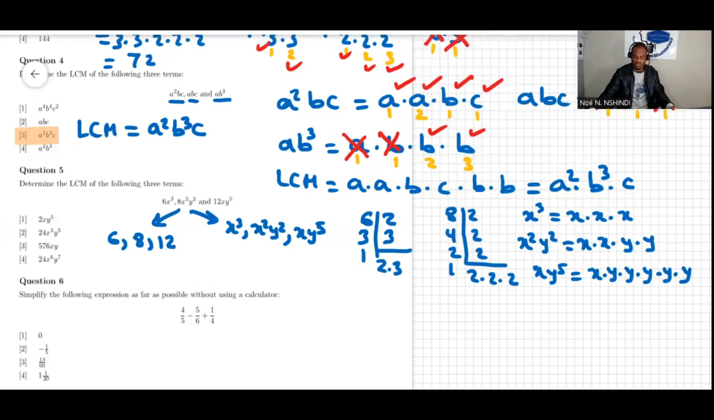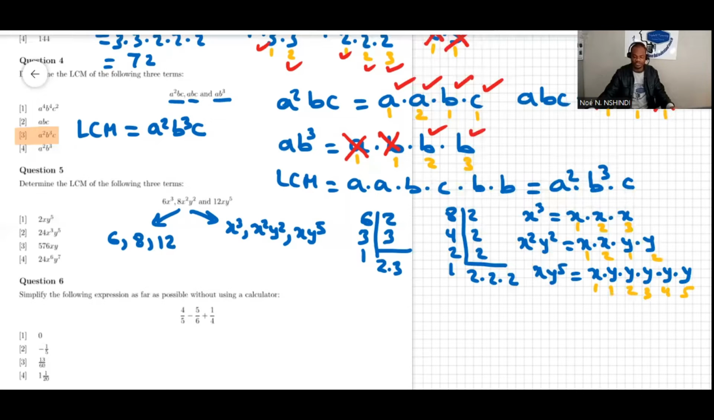Now I'm going to label these variables as I did in the previous question. I call this one x1, x2, x3 in the first group. In the second group is the first x, the second x, the first y, the second y. In this group is the first x, first y, second y, third y, fourth y, fifth y. Now I am going to cancel all the variables that repeat.